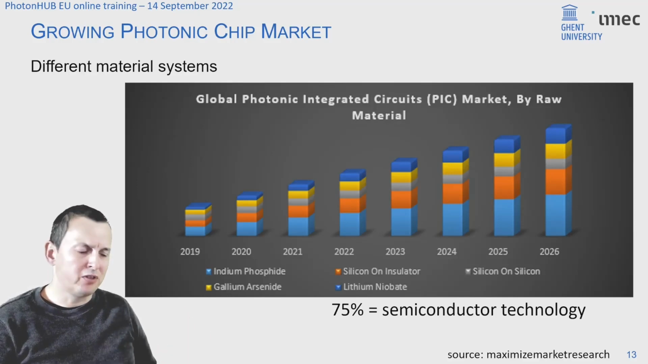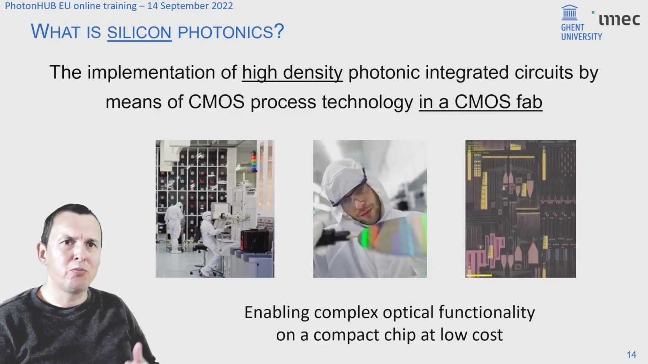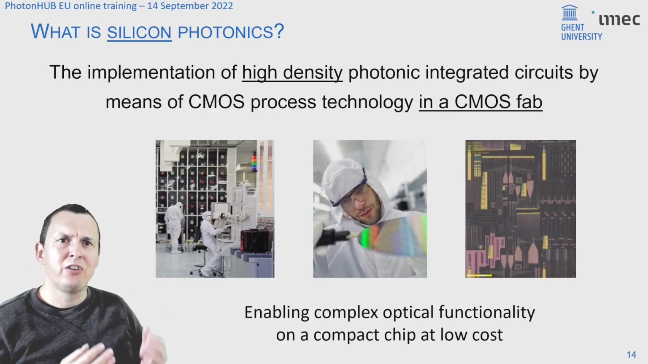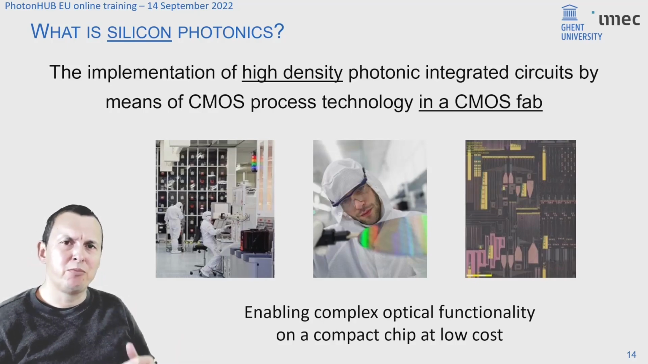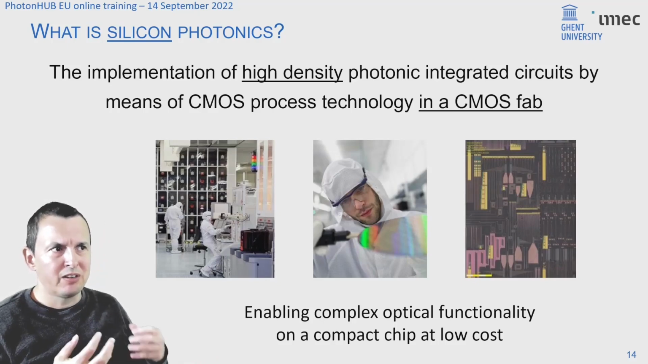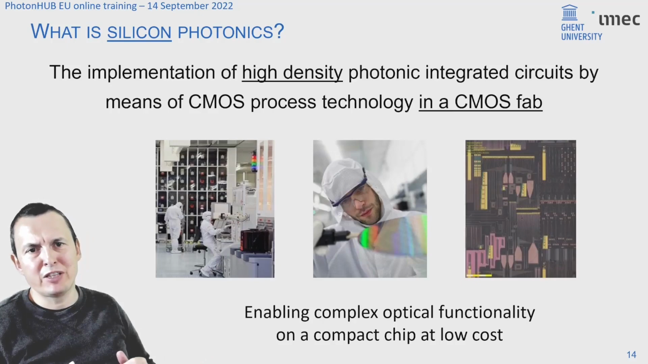Why is silicon photonics such a hype at the moment? I mean, why do we want to build photonic circuits out of silicon? Well, the main reason is not because silicon is a good material for photonics. The main reason is that with silicon photonics, you can leverage the entire fabrication infrastructure for CMOS electronics. So you basically can use a CMOS fab, an electronics fab, to make your photonic circuits. And that's a major investment that you don't need to do if you want to make silicon photonics.